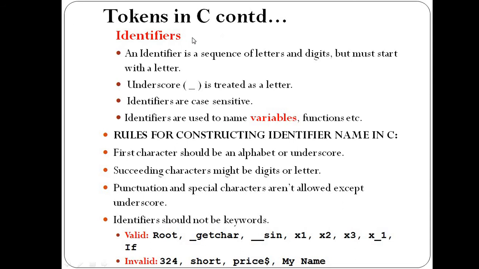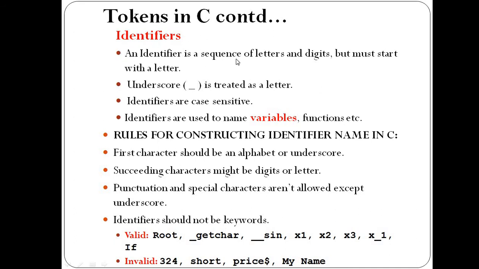Now the next token in C is identifiers. Identifiers are nothing but a combination of alphabets and digits. Suppose we want to give a name to a program; the name of the program is called an identifier. So an identifier is nothing but a name. It is called a naming convention. We can give the name of a program, or we can give a name to any label for storing a value. Such a naming convention is called an identifier.